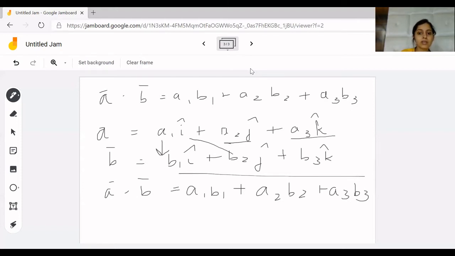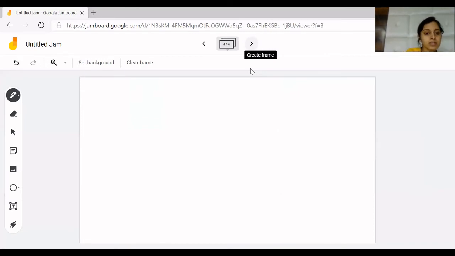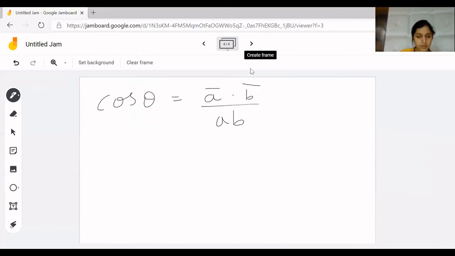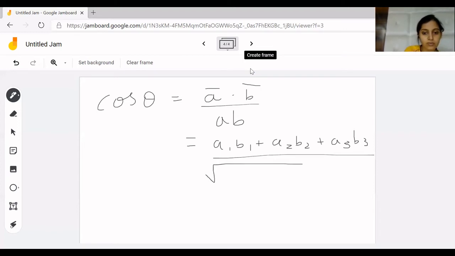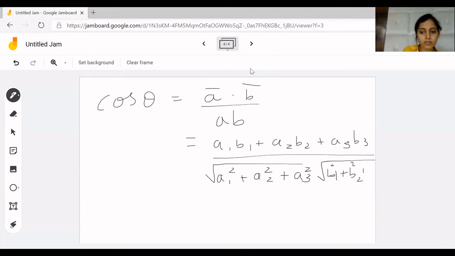Now the angle between the two vectors, cos theta, is given by A bar dot B bar upon AB, which can be written as a1 b1 plus a2 b2 plus a3 b3 upon AB, that is, under root of a1 square plus a2 square plus a3 square into under root of b1 square plus b2 square plus b3 square. This is how you will solve for cos theta.